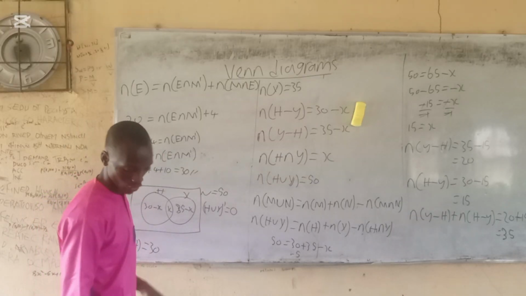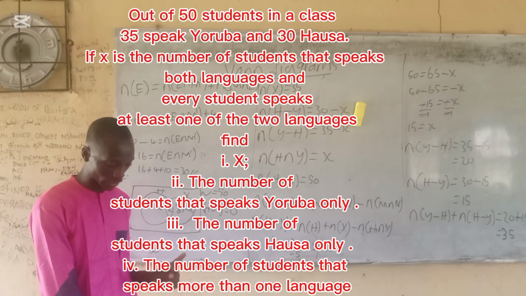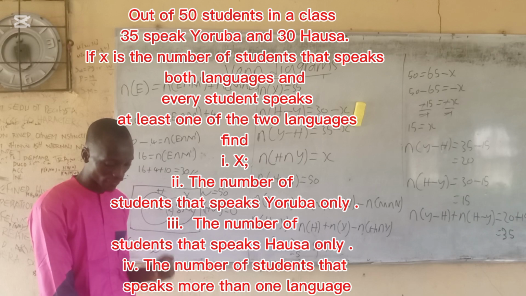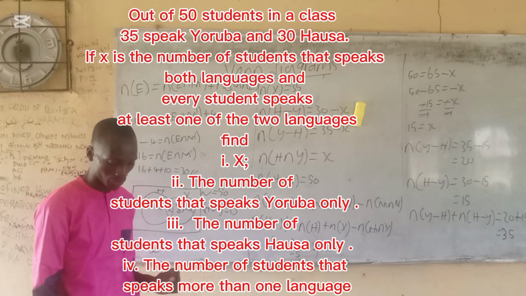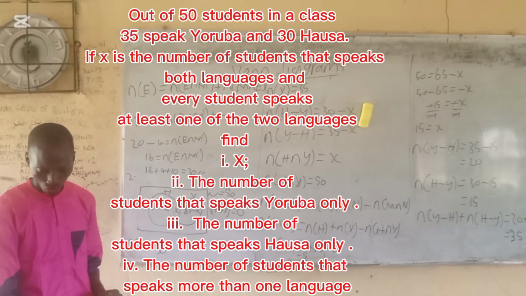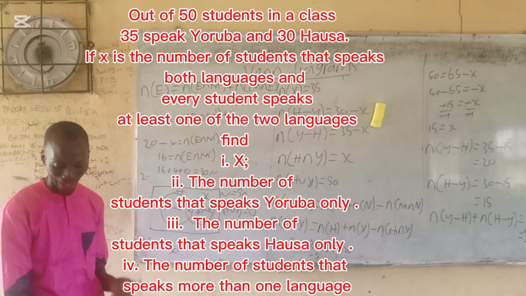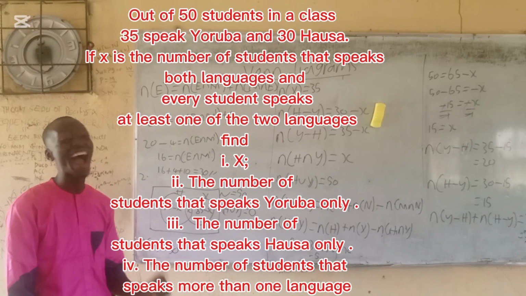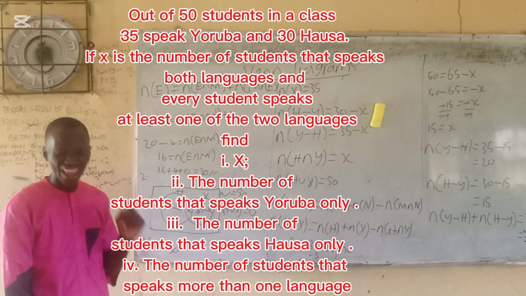Now, example 2. Example 2 is on the board already, so I'll take the question for example 2. Out of 50 students in a class, 35 speak Yoruba, and 30 speak Hausa. If X is the number of students that speak both languages, and every student speaks at least one of the two languages, find X.